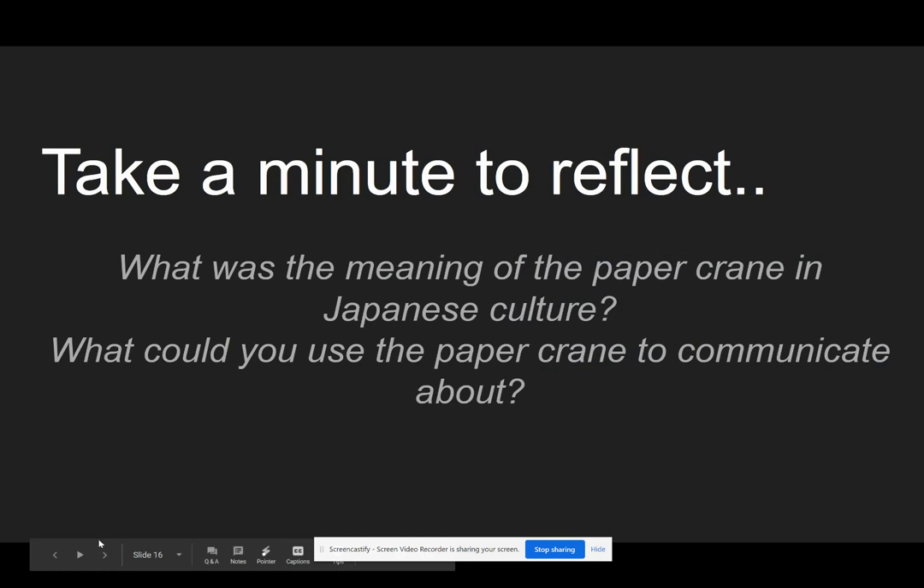Before we get started, I want you to take a minute to reflect. In our last lesson, we talked about the meaning of the paper crane in Japanese culture. Try to rethink what the purpose of the paper crane was in Japanese culture, and how you could use the paper crane to communicate about something here in our culture.